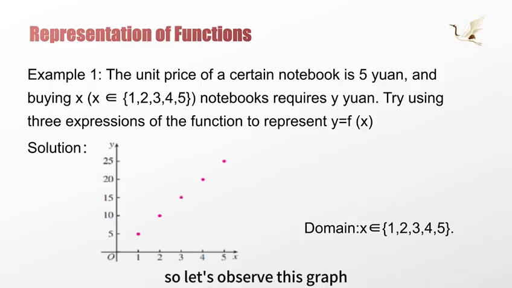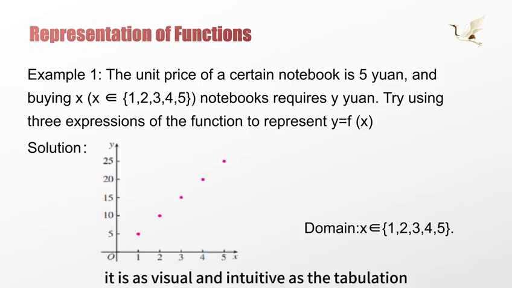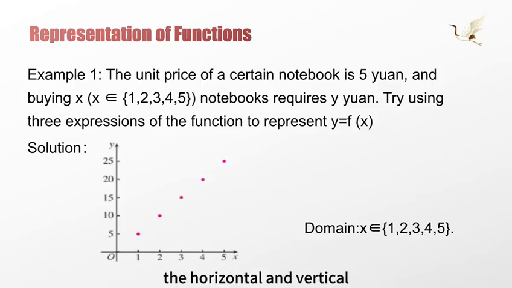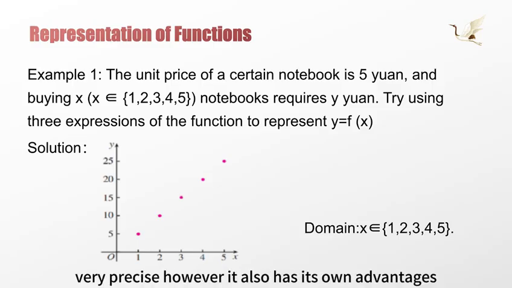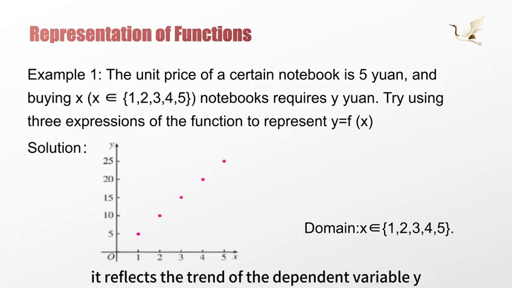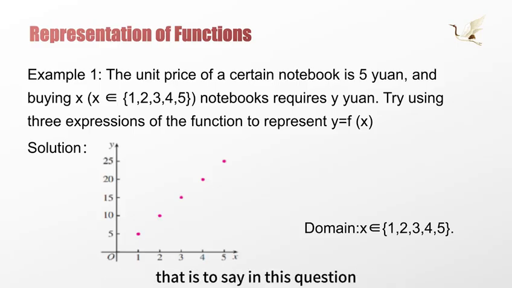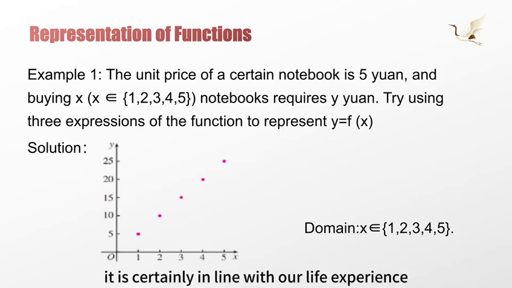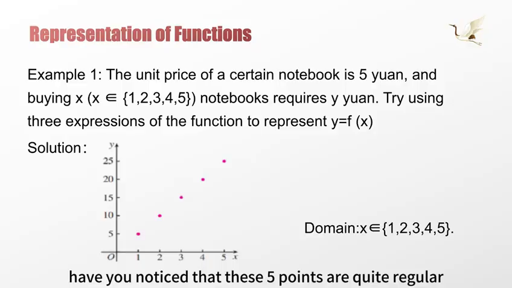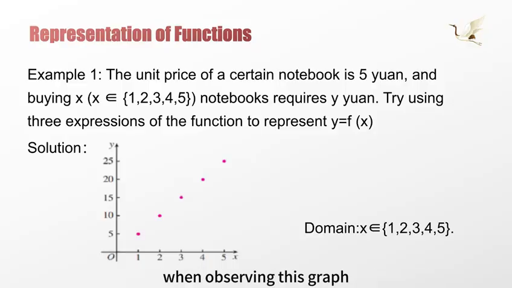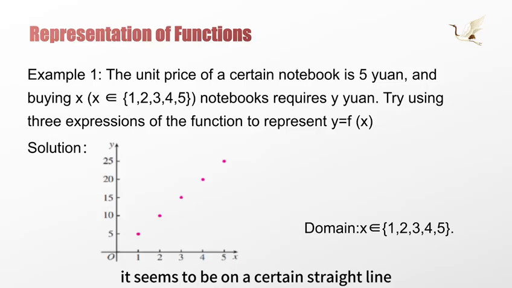So let's observe this graph. Although it is not as visual and intuitive as the table, the horizontal and vertical coordinates of these points are not very precise. However, it also has its own advantages. It reflects the trend of the dependent variable y changing with the independent variable x. That is to say, in this question, the larger x is, the larger y is, which means the more books we buy, the more money we spend. This is certainly in line with our life experience. On the other hand, have you noticed that these 5 points are quite regular in this graph? They seem to be on a certain straight line.